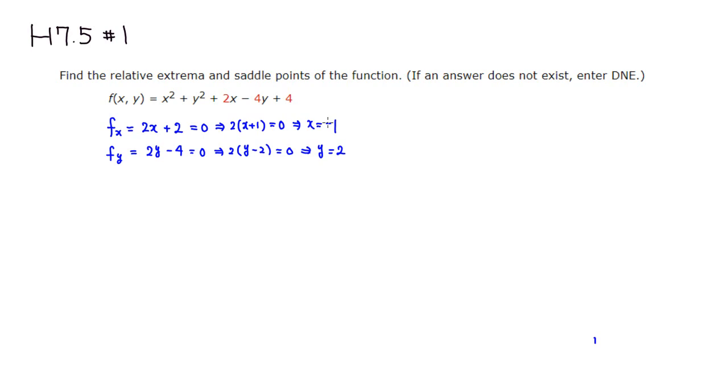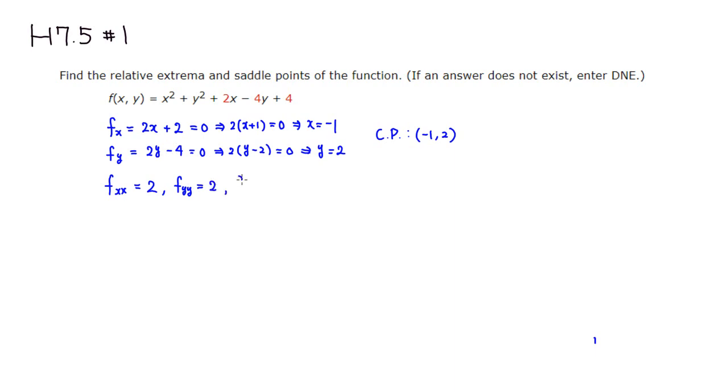Maybe I should show from here. The critical point is negative 1, comma 2. Now let's find the second partial with respect to x. The partial of this with respect to x is 2, and that's it, since the partial of 2 is 0. Then the second partial with respect to y is 2 again.